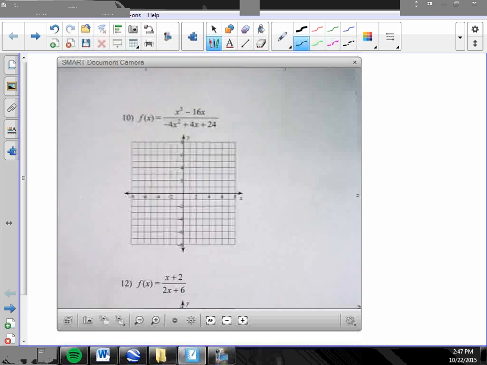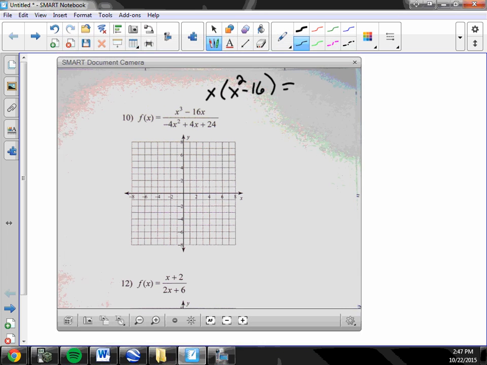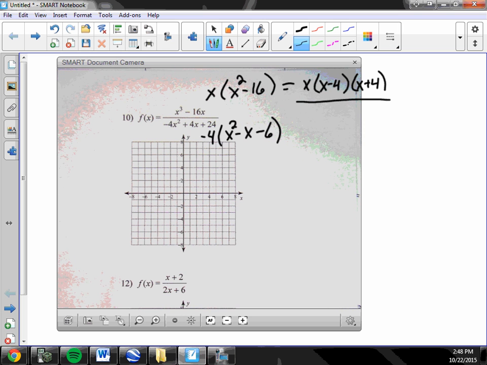Okay, number 10. So this is x times x squared minus 16. This is just like the one we just did. So x times x minus 4 and x plus 4. And then I'm going to pull a negative 4 out of there. Negative 4 times x squared minus x minus 6. Does that factor? Negative 4 times x minus 3 and x plus 2.